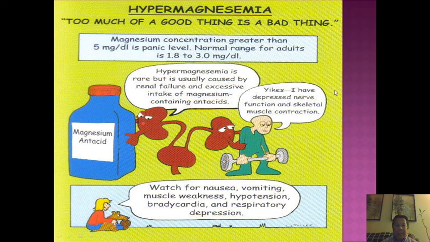Hypermagnesemia, too much magnesium level, greater than 5 milligram per deciliter, that's the panic level. It says normal range is 1.8 to 3.0. A lot of books will say 1.5 to 3.0. It doesn't really matter. Anything below 1.5 is hypomagnesemia. Anything above 3 is considered hypermagnesemia, and of course you have a panic level of 5.